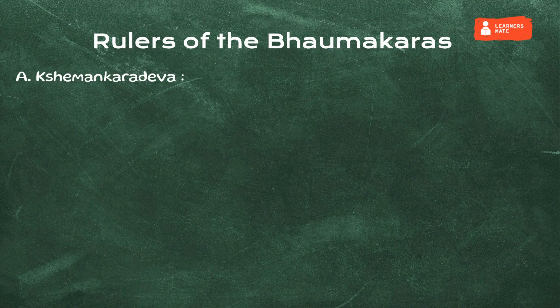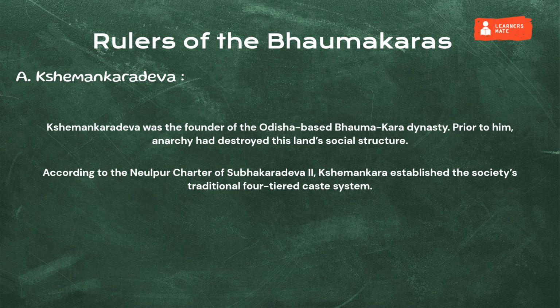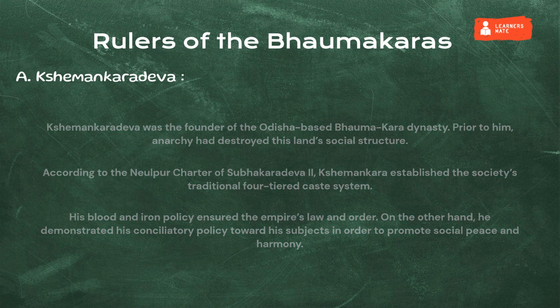Kshemankaradeva. Kshemankaradeva was the founder of the Odisha-based Bhaumakara dynasty. Prior to him, anarchy had destroyed this land's social structure. According to the Neulpur Charter of Shubhakaradeva II, Kshemankara established the society's traditional 40-tiered caste system. His blood and iron policy ensured the empire's law and order. On the other hand, he demonstrated his conciliatory policy toward his subjects in order to promote social peace and harmony.